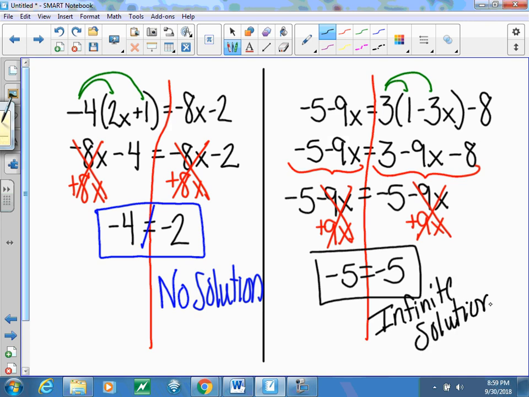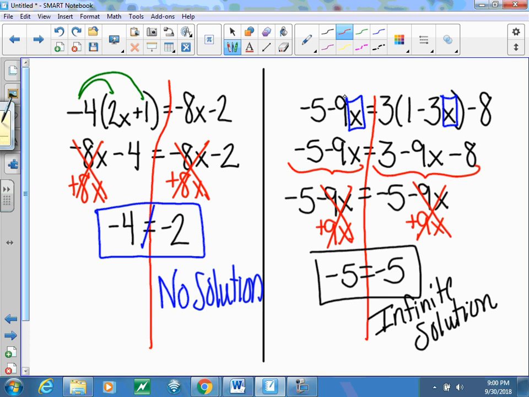Infinite solutions meaning that I can plug in whatever number I want for x, and we will get the same thing. If I wanted to plug a 1 in for x here, so 9 times 1 is 9. If I take -5 minus 9, I'm going to get -4. I can do the same thing over here on the right. 3 times 1 is 3. 1 minus 3 is -2. 3 times -2 is -6. -6 minus 8 ends up giving us, I just got lost in that. Let me just write it down.